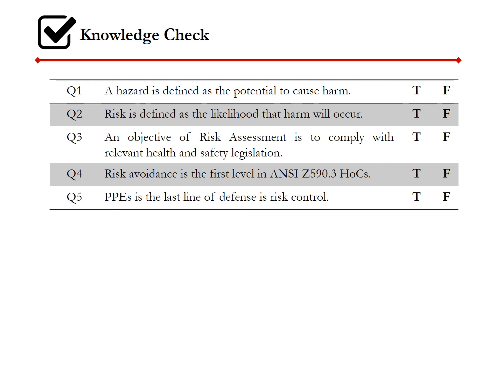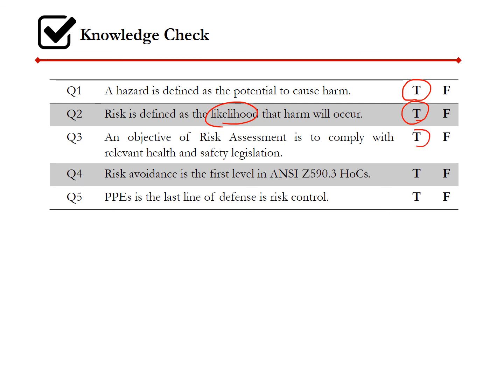So that brings us to the end of this session. I have just a few review questions here to recap. The first question says a hazard is defined as potential to cause harm. Obviously, that is true. Risk is defined as the likelihood that harm will occur. The key word is likelihood. That is true.